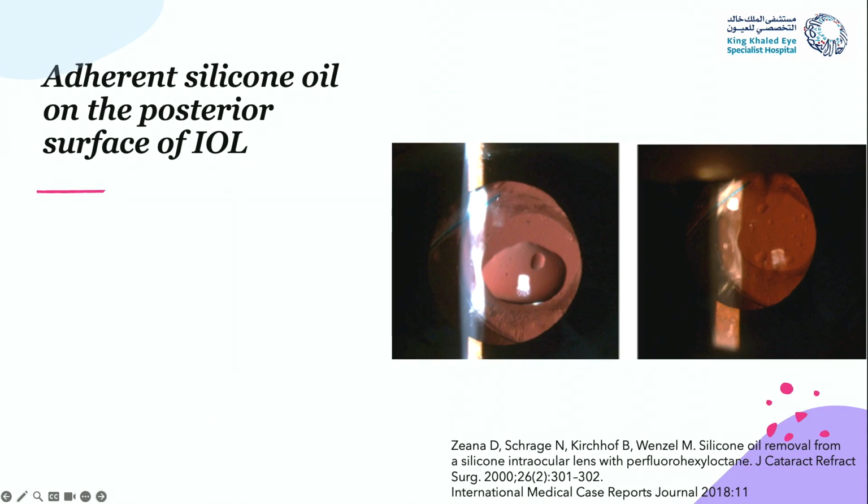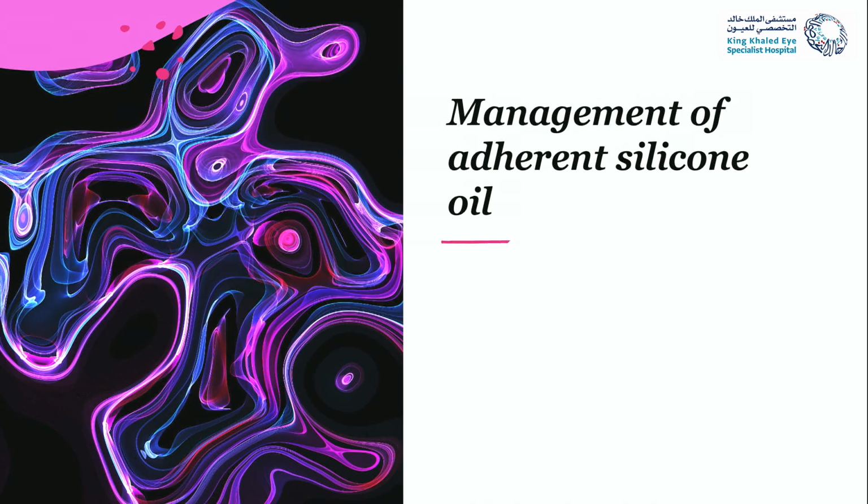You don't see it as often with the other types of IOL material, but if you have a silicone IOL, I think people use less of that. It's a foldable lens, and if you do silicone oil placement in those patients for retinal detachments, when you take out the silicone oil, you get silicone oil stuck to the posterior surface. And so what do you do? How do you manage this?